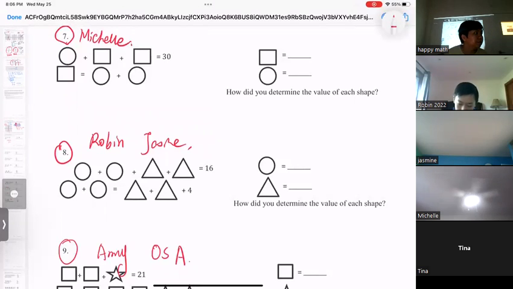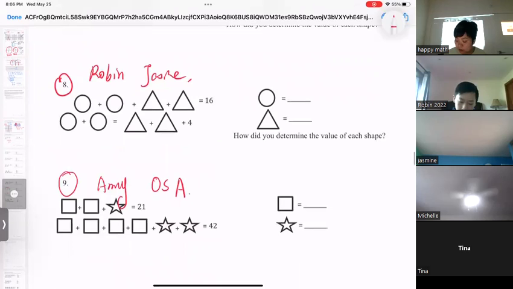Did you finish? Yeah, what is the square? I think it's 10. So if the square is 10, what about the star? 2. Impossible, because I verified and the solution is not right. Double check.